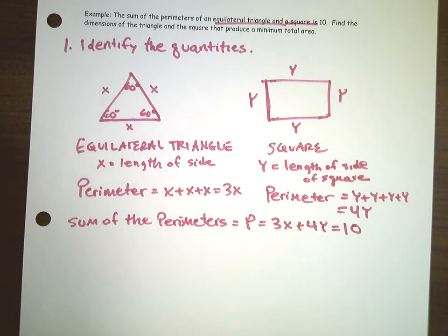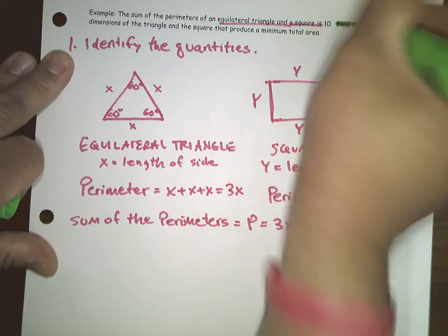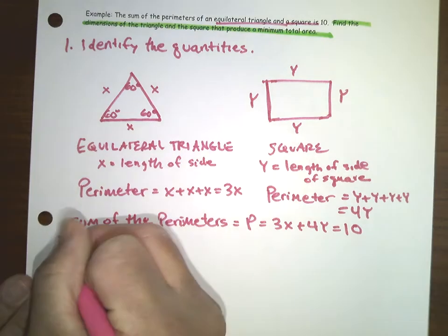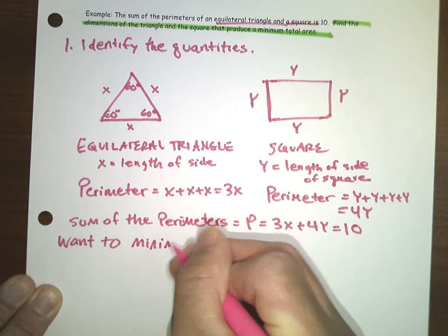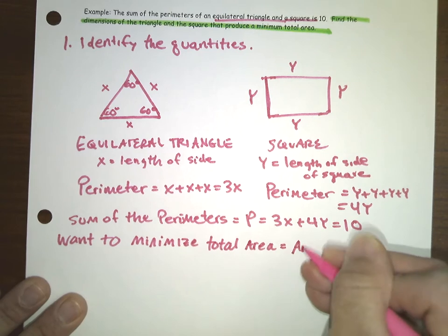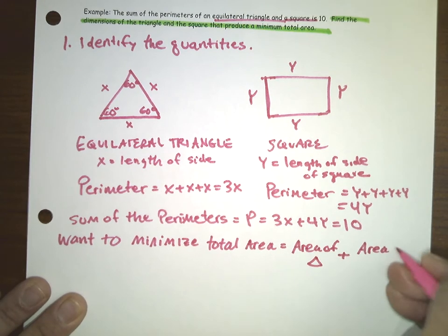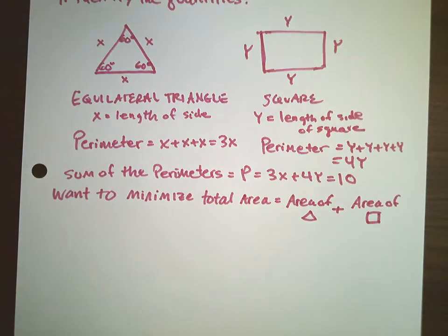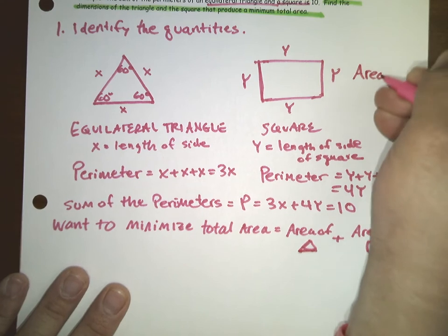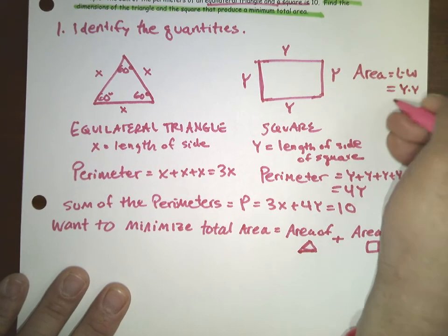Now it says find the dimensions of the triangle and the square that produce a minimum total area. So we want to minimize the total area. So the total area is the area of the triangle plus the area of the square. Now, I think the hard part here is actually finding the area of the triangle. Otherwise, it's actually not too difficult of a problem, just so that you know. For the area of the square, the area is just length times width, or y times y, so it's y squared.